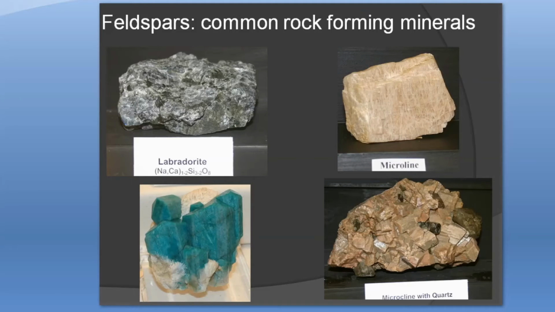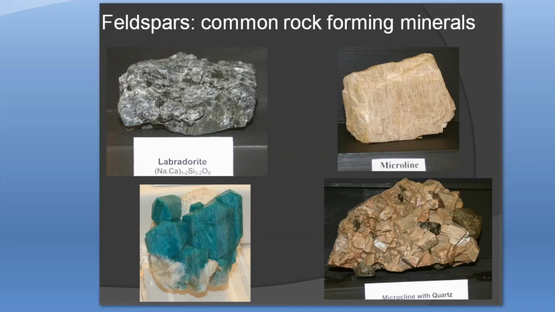Feldspars are a common rock-forming mineral. You can see some examples here. Different colors, grays, buff and pink colors are pretty common. And then this blue-green one in the lower left is amazonite, and it makes for some nice mineral specimens.